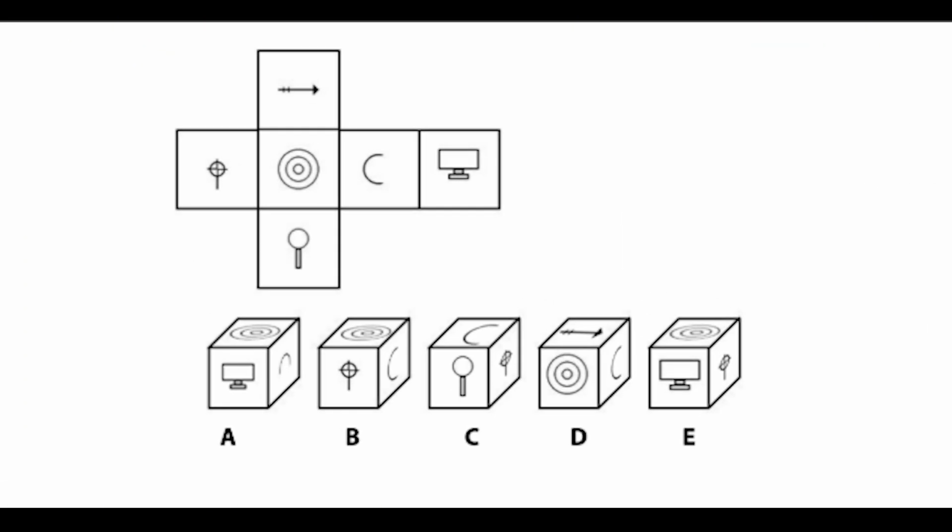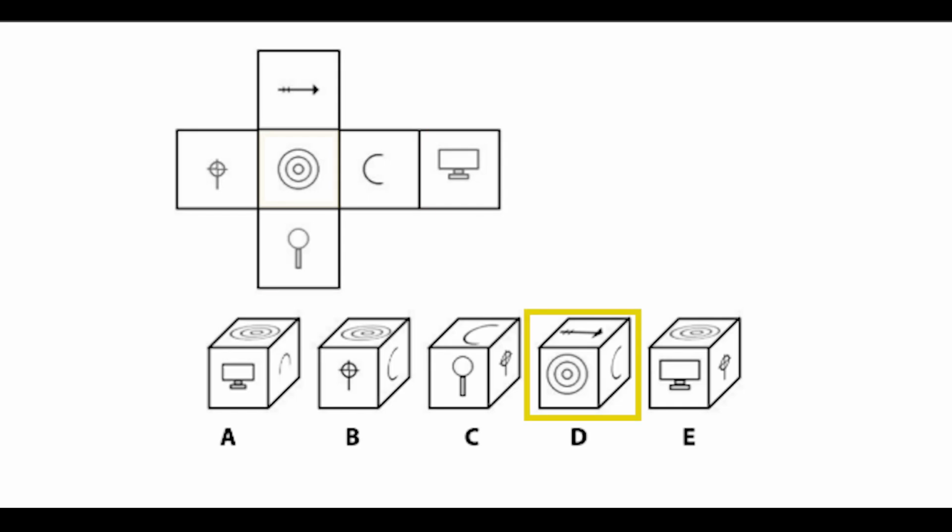We are given a CubeNet showing 6 faces with different symbols: a target symbol, circle, crescent, arrow, a dot pad, and a monitor icon. When we fold the cube, the target symbol is opposite the crescent, the circle is opposite the monitor icon, and the arrow is opposite the dot pattern.